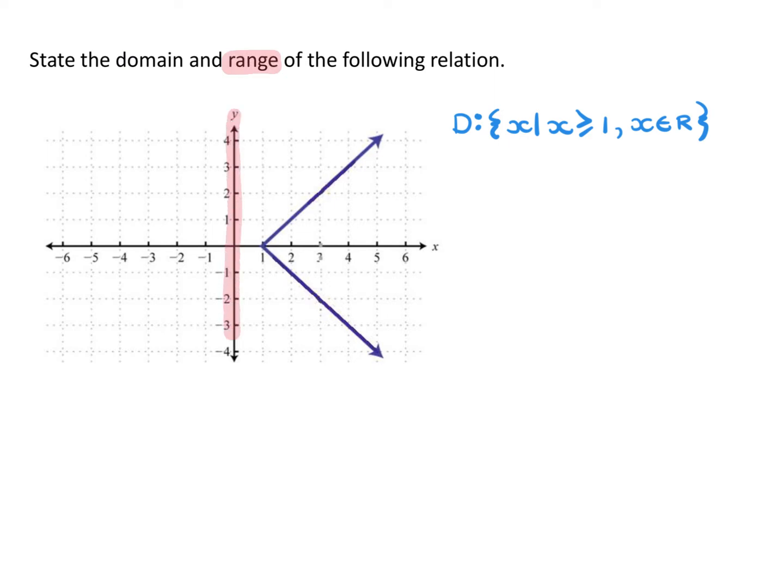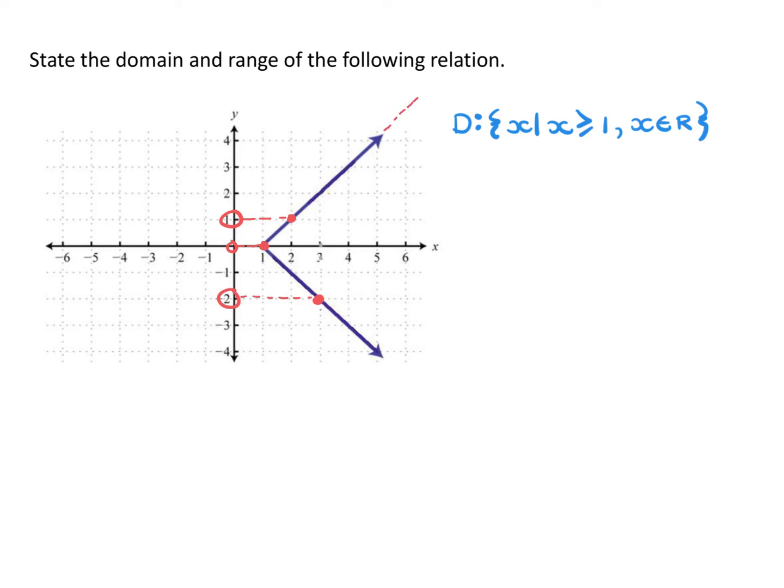So again, reminder, the range is the y-coordinates. Okay, so let's do a point right here. The y-coordinate would be 0. How about a point right here? The y-coordinate would be 1. Let's go below. This y-coordinate would be -2.